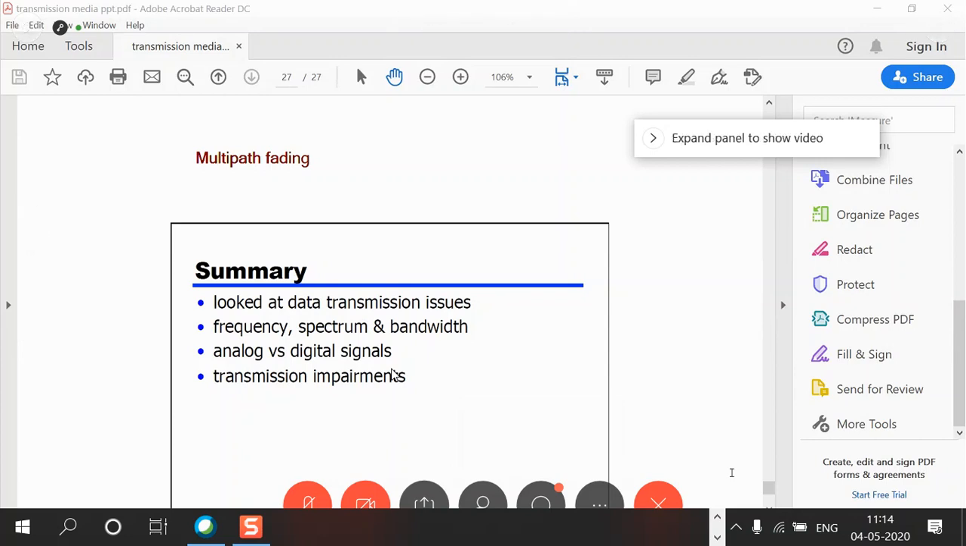Automatic doors typically would use microwave signals. Alpha, that's the answer.